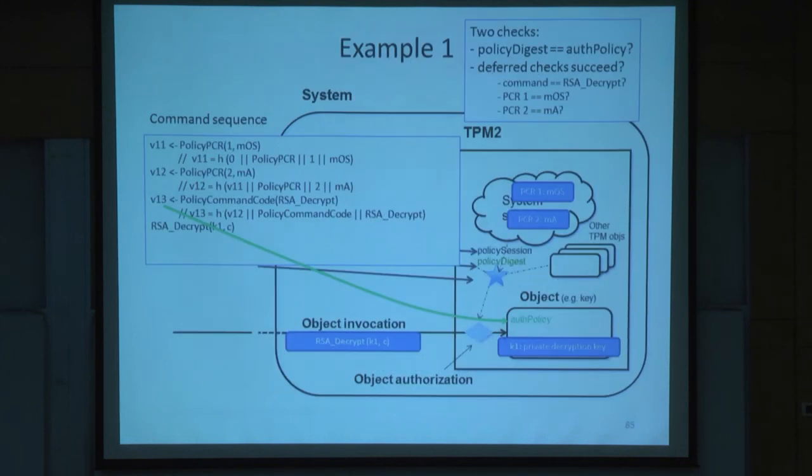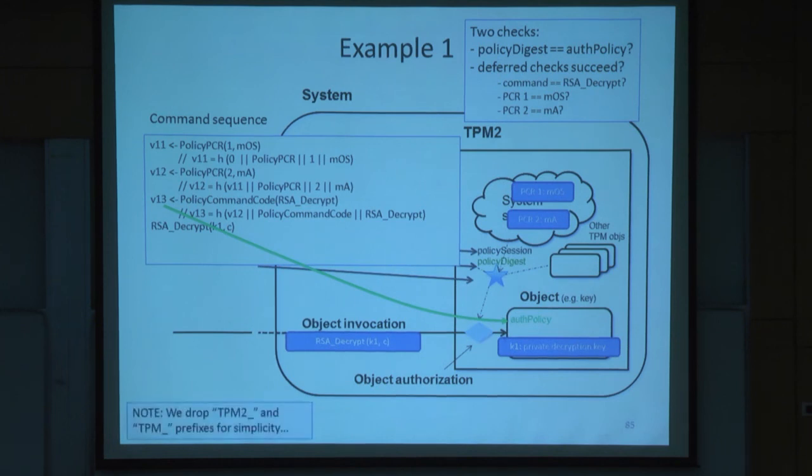And this is what we saw earlier, right? So you built a session like this, and you put as auth policy this value v13, that would be reached if you can import policy PCR1 having MOS and PCR2 having MA, and you are allowed to then use this command. Right? So this was a simple example which you could have done with TPM 1.2 as well.